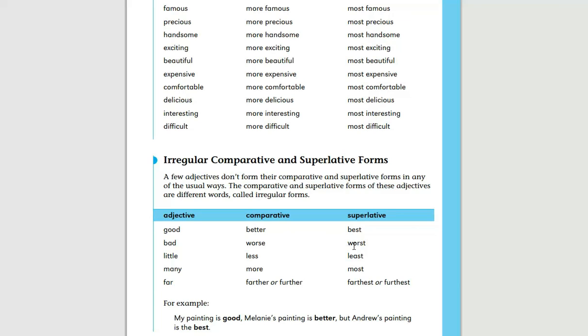The superlative is worst. Little, less, least. Many, more, most. Far, the comparative is farther or further. Superlative is farthest or furthest. For example, my painting is good. Melanie's painting is better, but Andrew's painting is the best. Okay, thank you.